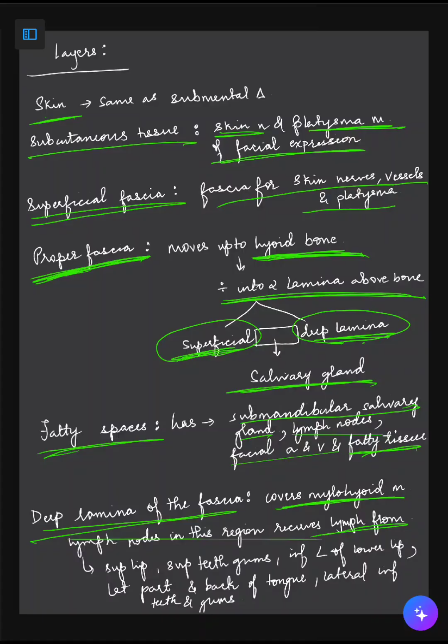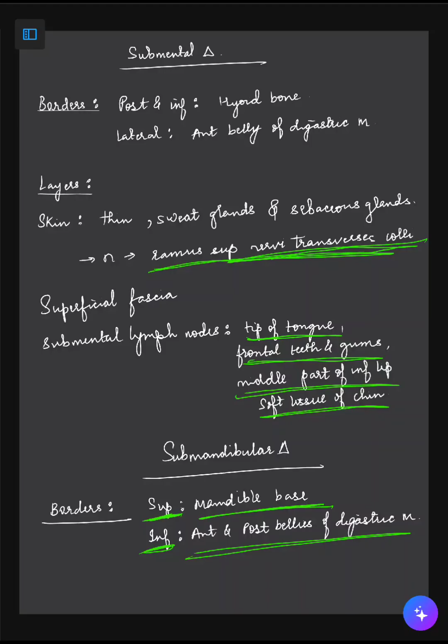This deep lamina of the fascia covers the mylohyoid muscle, but there are also lymph nodes in this region. From where do they collect the lymph? Superior lip, superior teeth and gum, inferior angle of lower lip, lateral part and back of the tongue, lateral inferior teeth and gum. Now, just remember, when we studied the submental triangle, the submental lymph nodes collect lymph from the tip of the tongue, frontal teeth and gum, middle part of the inferior lip and soft tissue of the chin.